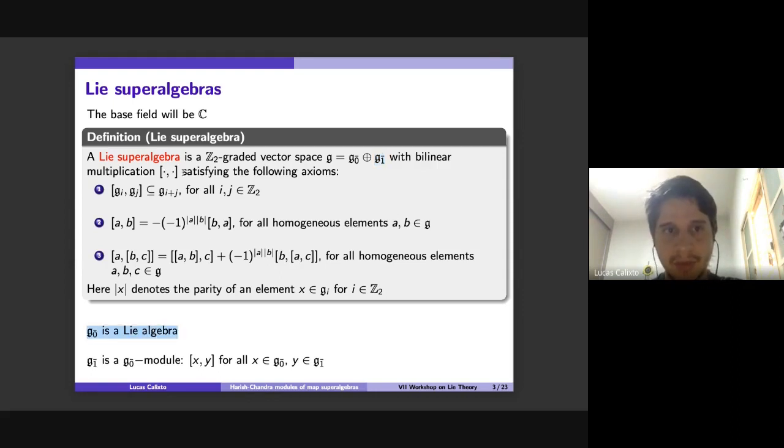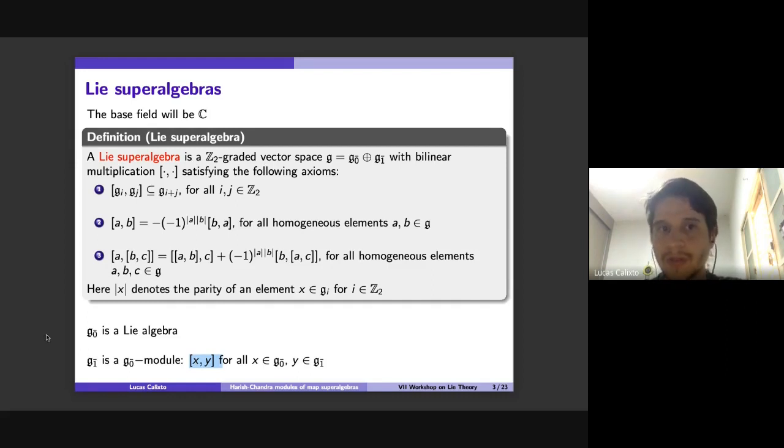And the bracket is just the restriction of this bracket, because when you have only even elements, you obtain precisely the usual properties of the bracket of Lie algebras. The second observation is that the odd space, G1 bar, is going to be a G0-module, and the action is induced by the bracket. So here's the action: for any x in G0 and y in G1, x acting on y is just the bracket of x and y.